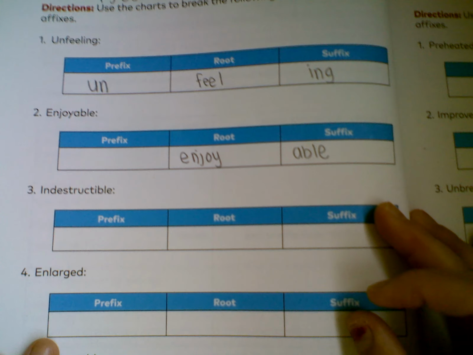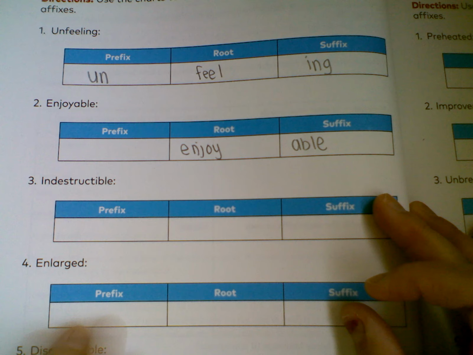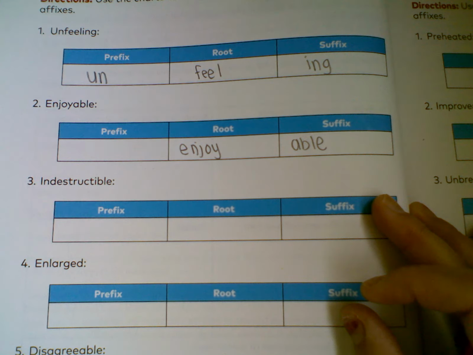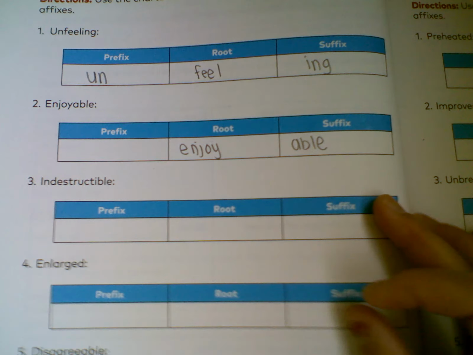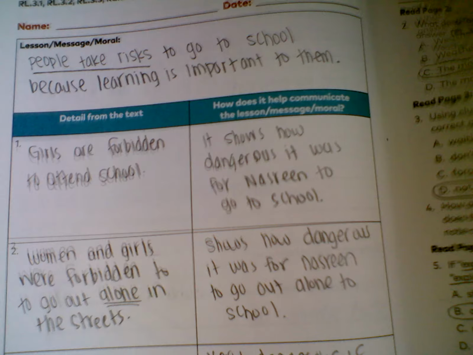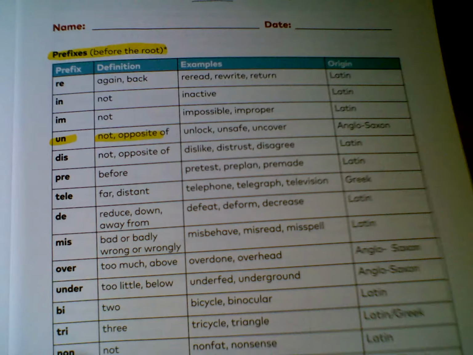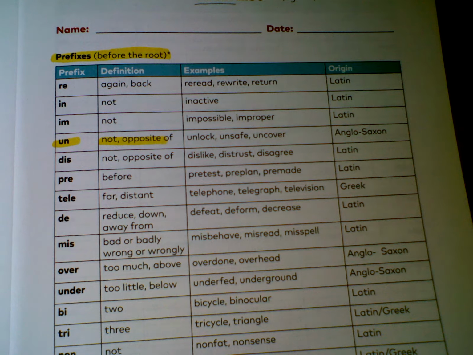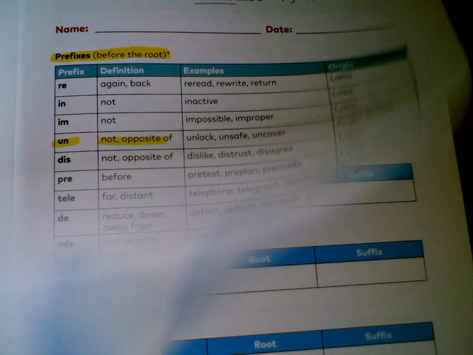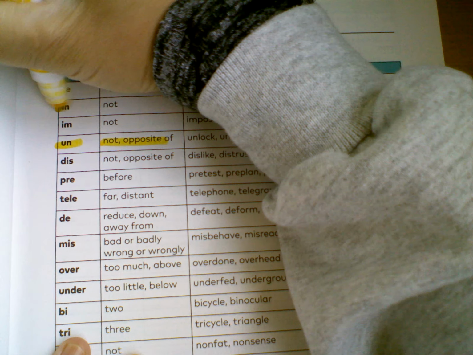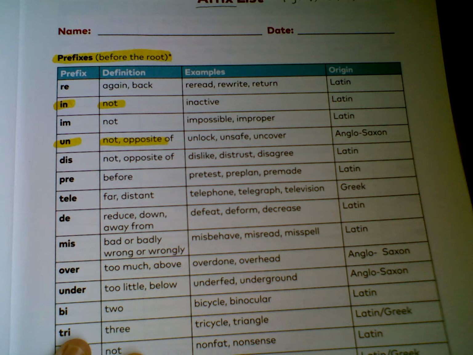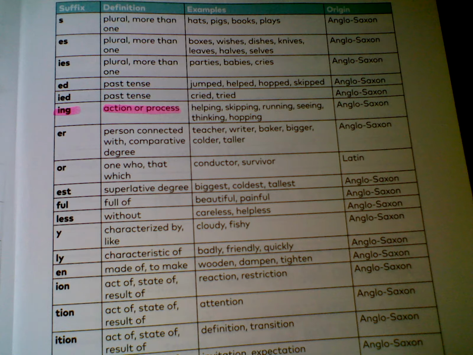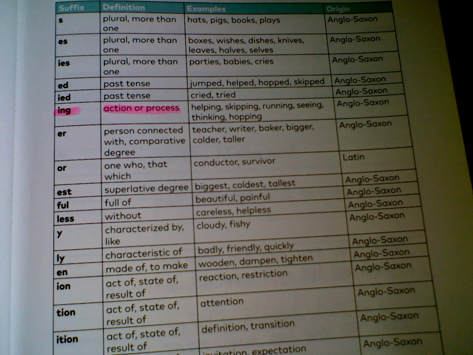Okay, number 3, indestructible. Okay, so if you turn back to page, right here, page 9, I see in. Let's see, I'm going to just check the spelling. I-N. So here's in. I-N means not. And then our root word is probably going to be destruct.